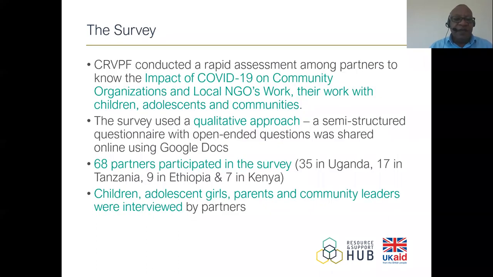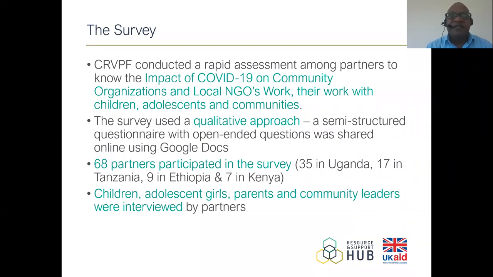Next, the survey. CRVPF conducted a rapid assessment because most of our partners, we have 2 grant-making programs, Violence Prevention Against Children and Adolescent Girls Program, and most of our partners communicate using WhatsApp. During the COVID-19 lockdown, with different levels of lockdown in the 4 countries, our program officers and national consultant conducted a rapid assessment to know the situation.